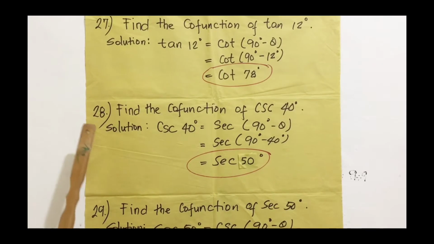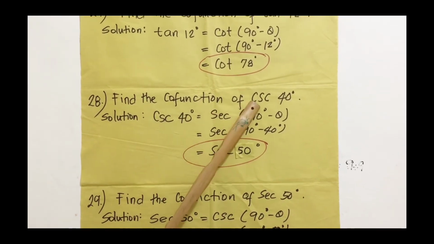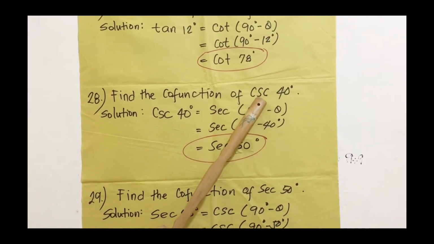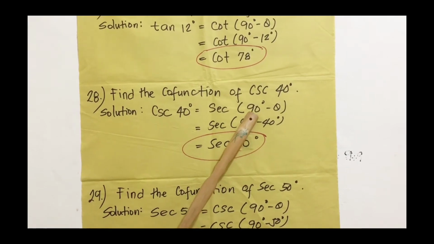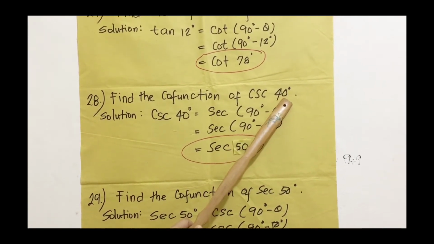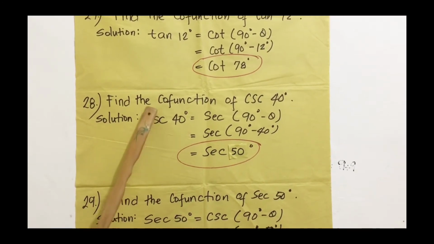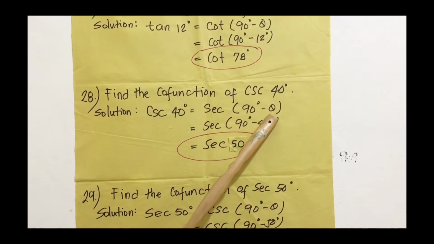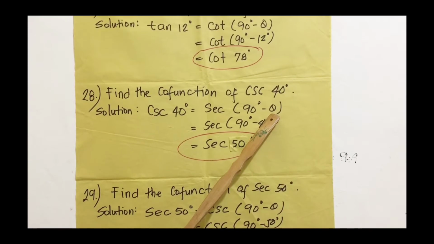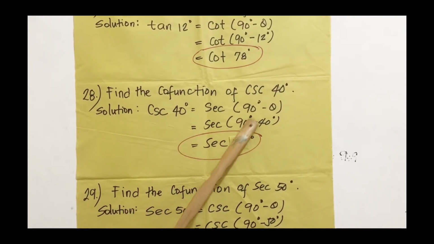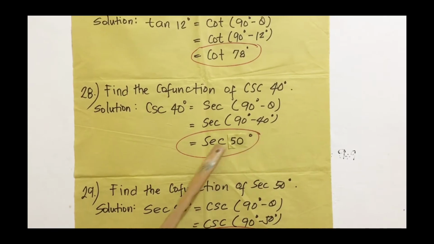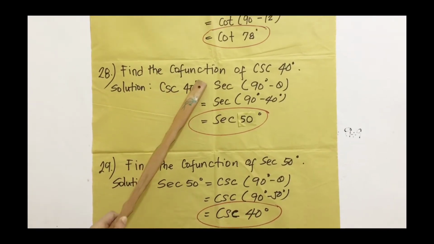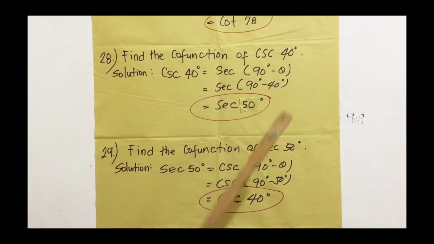Okay, next, number 28. Find the co-function of cosecant 40 degrees. Remember, the co-function of cosecant is secant, and our formula is 90 degrees minus theta, which is the given angle. So our solution: cosecant 40 degrees is equal to secant of 90 degrees minus theta, the angle given, which is secant of 90 minus 40 degrees. So we have secant 50 degrees as our final answer. The co-function of cosecant 40 degrees is secant 50 degrees.